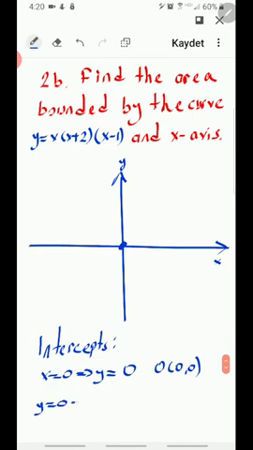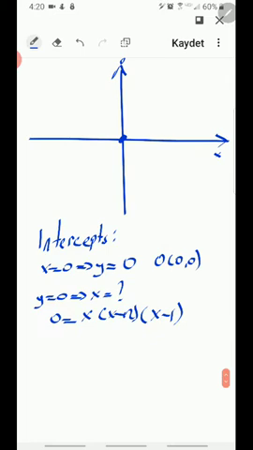And second, if y is 0, what do we get for x? To figure this out, we need to do some calculations. 0 equals x times (x plus 2)(x minus 1). So let's use our earlier knowledge: what numbers multiplied together equal 0? This can be 0, the second one is -2, and the last one is 1. So the possibilities are 0, -2 and 1, where the function becomes 0.